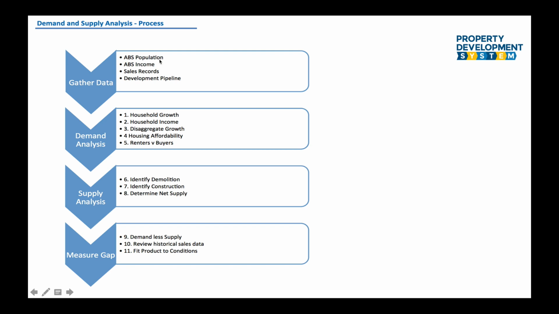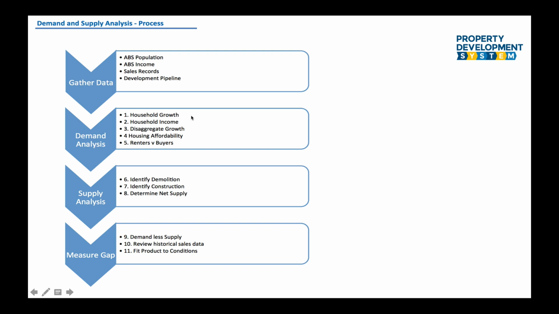So you've got to gather a lot of data. You have to go to ABS population, get the population data for that area, get the ABS income data for that area, find out the sales record, find out what the development pipeline is. With all that data, your second port of call would be to do a demand analysis. You find out the household growth.